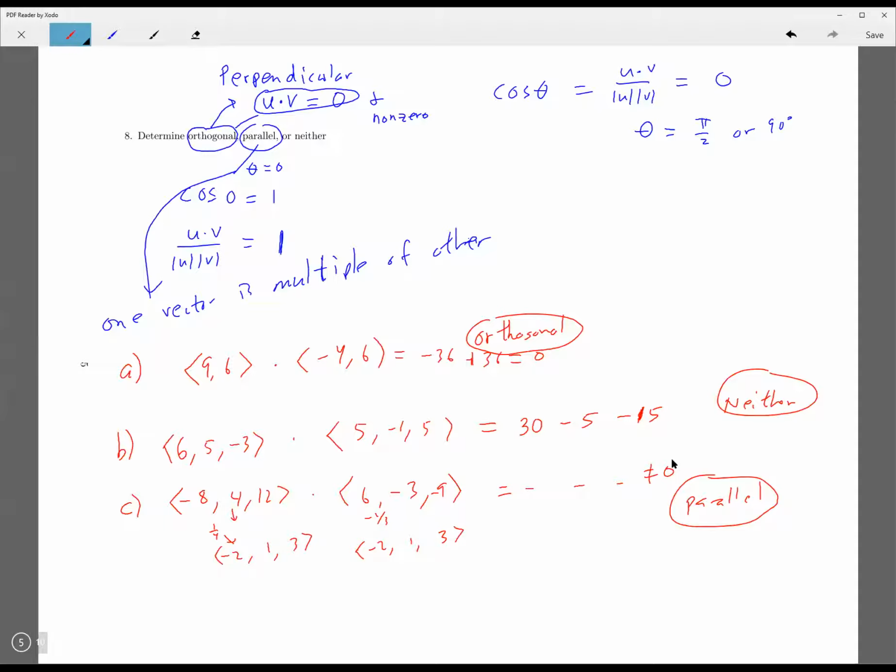Well, that's cool. Okay, so let's see. Whoa, it's a 3-way tie. Orthogonal has 1, neither has 1, and parallel has 1. So tiebreaker time, part D. Here we have, I'm going to write it like this: 4i minus j plus 4j. And the other one is 5i plus 12j minus 2k. Wait, that's a k, not a j, right there.